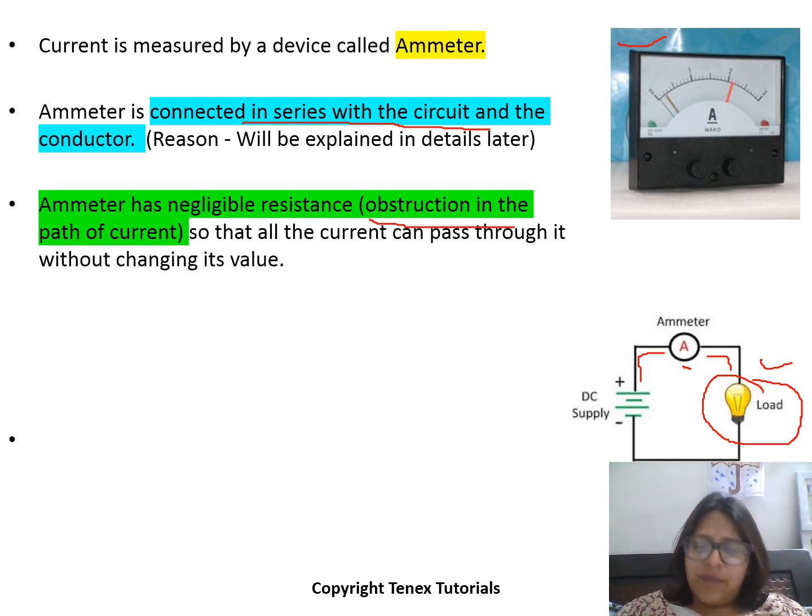That is why we should ideally have a very low resistance in this ammeter, so that maximum current can flow through it, and we can measure current very accurately also.